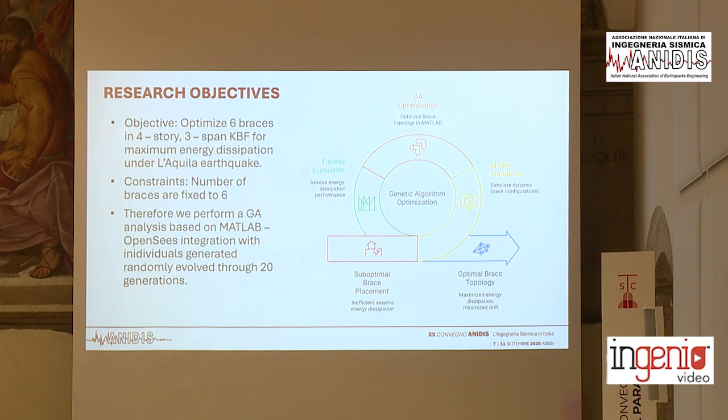So our aim is to move from a suboptimal knee brace placement to an optimal topology of knee braces. The model used for this is a 4-story, 3-span knee braced frame with 6 knee braces whose positions and orientations will be adjusted during the genetic algorithm process until we find an optimal topology. Our objective function here is the energy dissipated by the overall configuration.